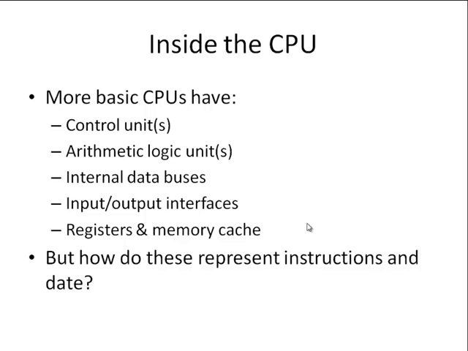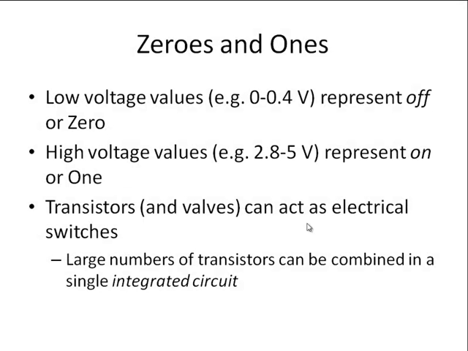We're going to come back, as I've said, later in the course to look in more detail inside the CPU, but for now we want to consider how do CPUs represent instructions and data. Well, fundamentally we're using zeros and ones. Typically a low voltage value, for example 0 volts to 0.4 volts, is going to be used to represent off or zero, and a high voltage value, for example somewhere in the range 2.8 to 5 volts, will represent on or 1. And we use transistors, and in the olden days valves, to act as electrical switches.